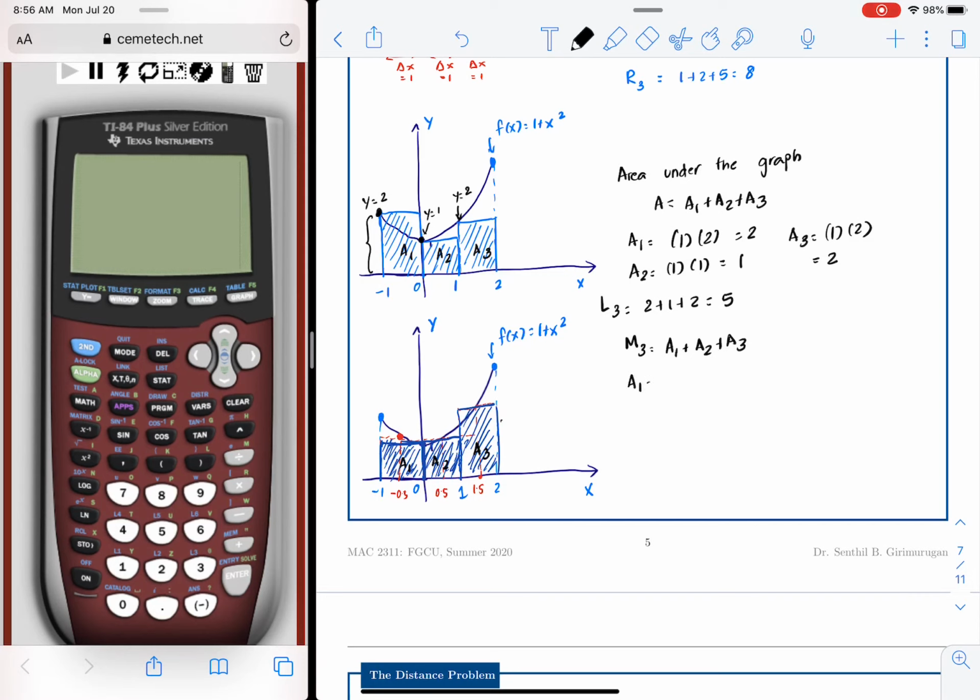So A1 would equal the width of the first rectangle. In this case, it is -1 or units. It has to be positive, so 1. What is the height? The height here is 1. So 1 times 1, we get 1. A2 is 1 times 1 also, we get 1. And A3, the width is 1. And the height in this case, excuse me, it can't be 1.